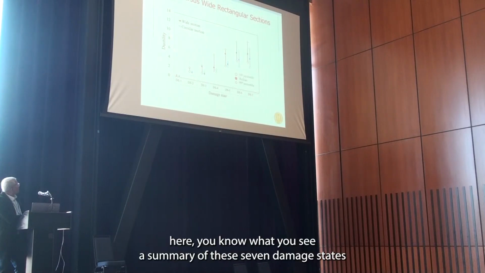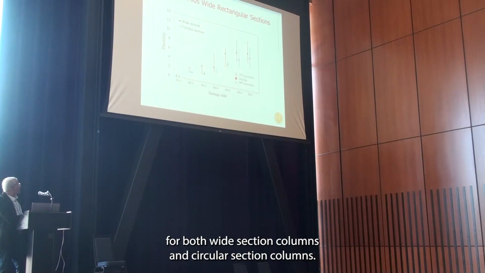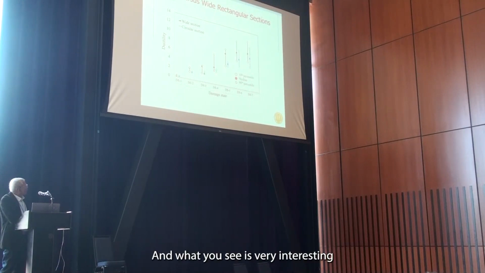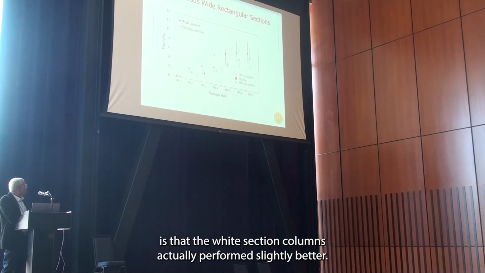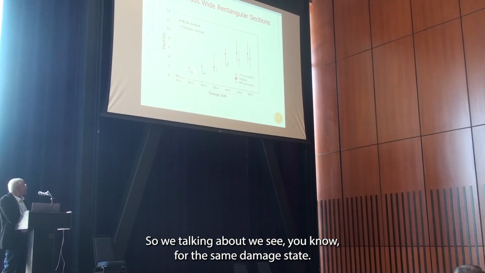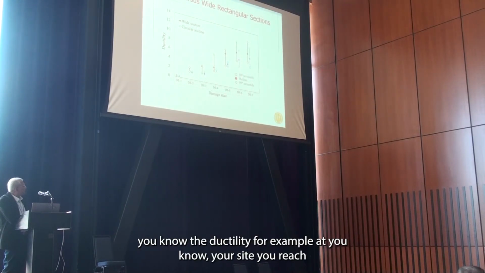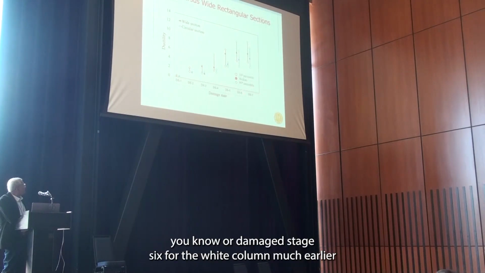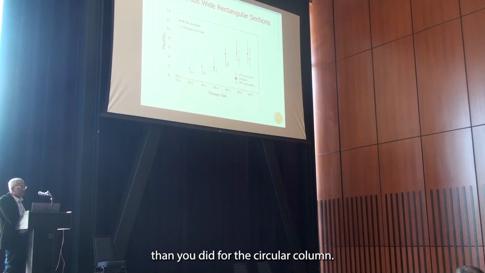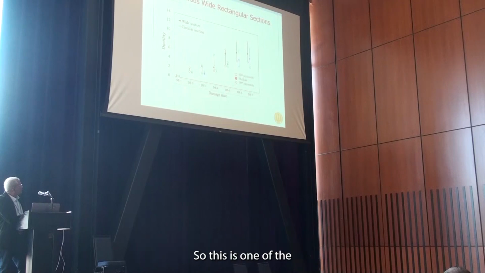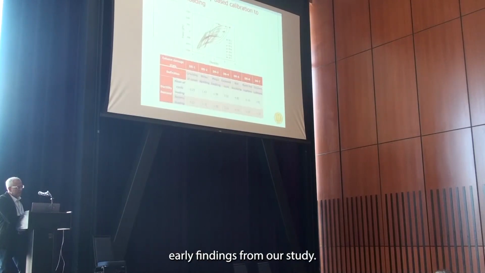And so here, what you see is a summary of these 7 damage states for both wide section columns and circular section columns, as a function of ductility. Okay, and what you'll see, which is very interesting, is that the wide section columns actually performed slightly better. So we're talking about the same damage state. If you pick a damage state down here, like damage state 6, you'd reach damage state 6 for the wide column much earlier than you did for the circular column. So clearly, circular columns were performing better than the wide section column. So this is one of the early findings from our study.